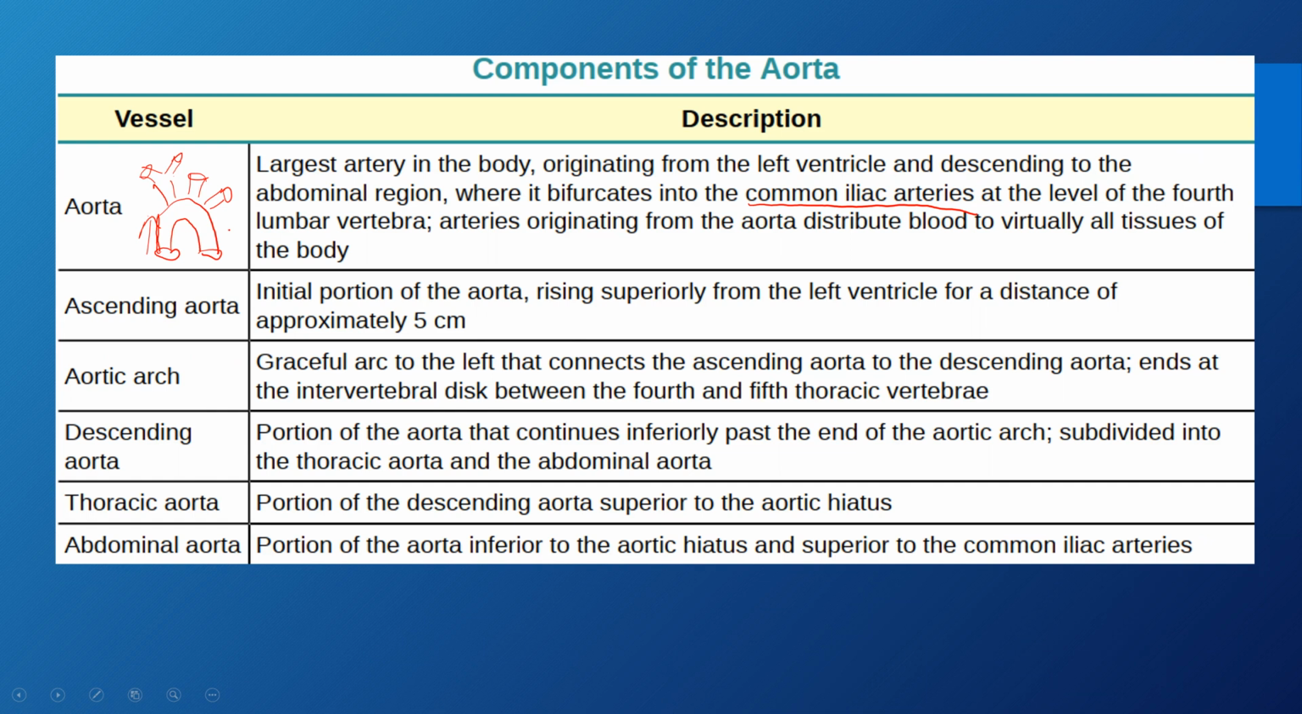And then we have the descending part, a portion of the aorta that continues inferiorly past the end of the aortic arch, divided into thoracic and abdominal. When it's in the thoracic cavity, the descending aorta is called the thoracic aorta. And when it pierces through the diaphragm and enters the abdominal cavity, it will be the abdominal aorta. That's what it says over here. Thoracic is the portion of the descending aorta superior to the aortic hiatus, which is the opening inside the diaphragm. And abdominal aorta is the portion of the aorta inferior to the aortic hiatus and superior to the common iliac arteries.